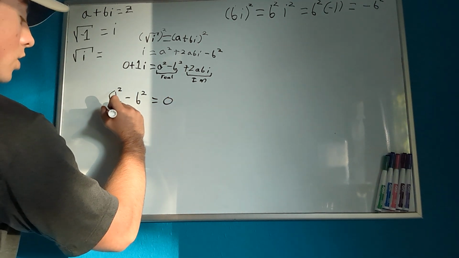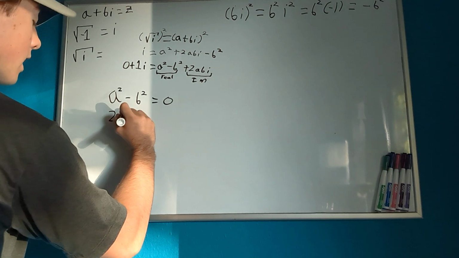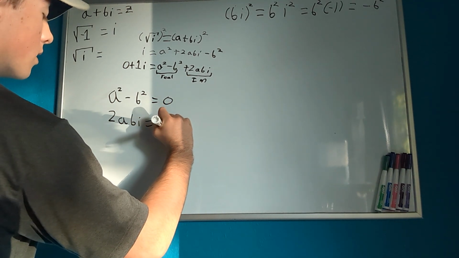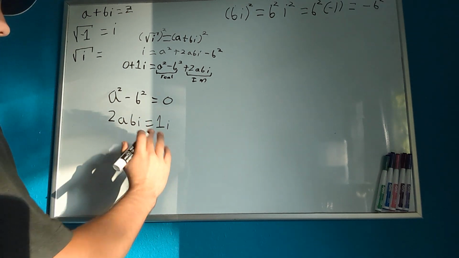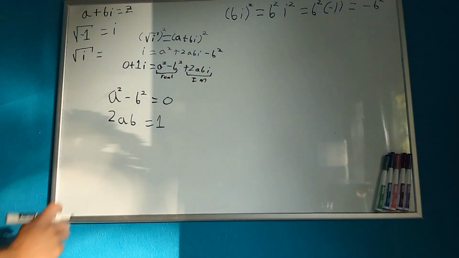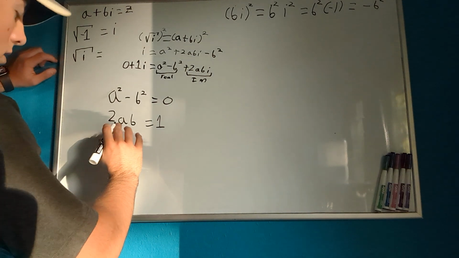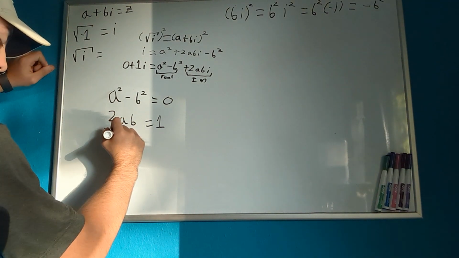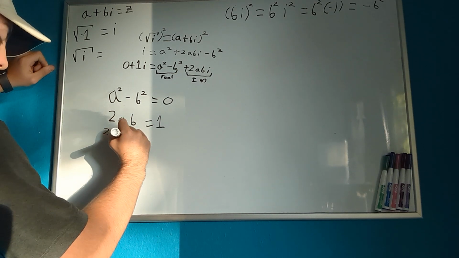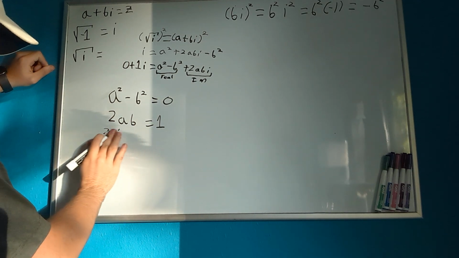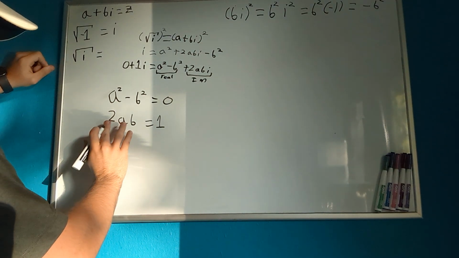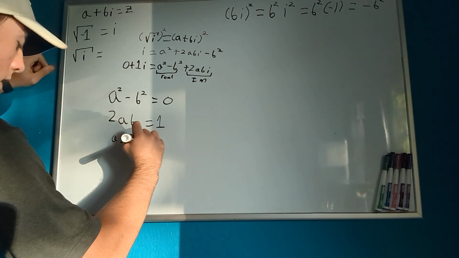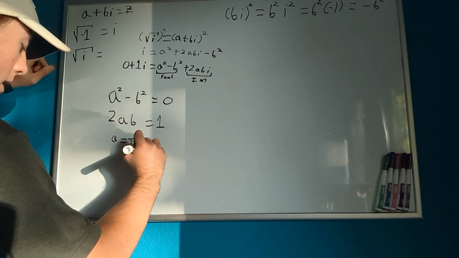Then we have 2abi equals 1i. Now, the first thing we can do is just cancel out the i's because I don't want to have to worry about those. So 2ab equals 1. Let's start with this one and solve for a. The first thing we should do is divide both sides by 2 and b. We find a equals 1 over 2b.